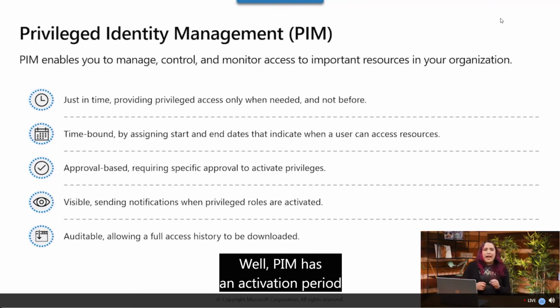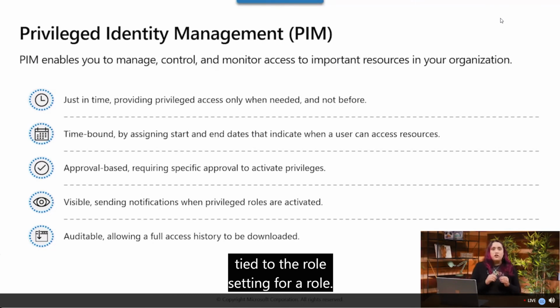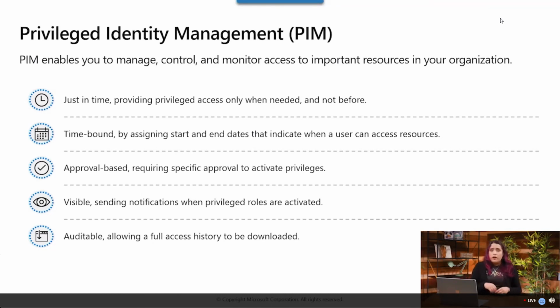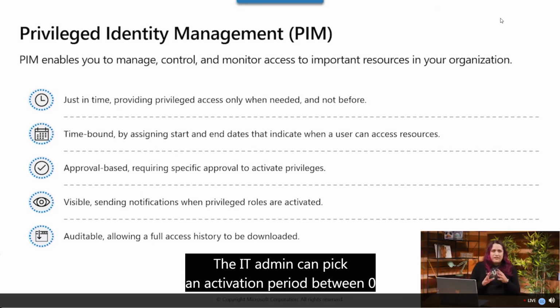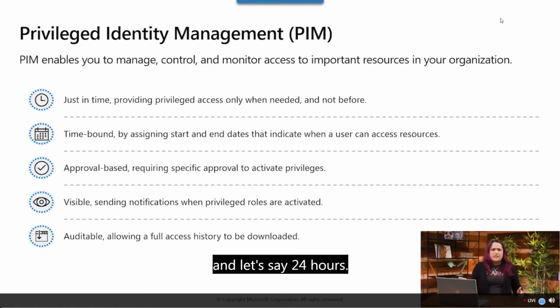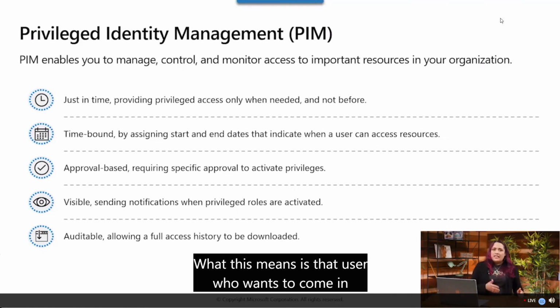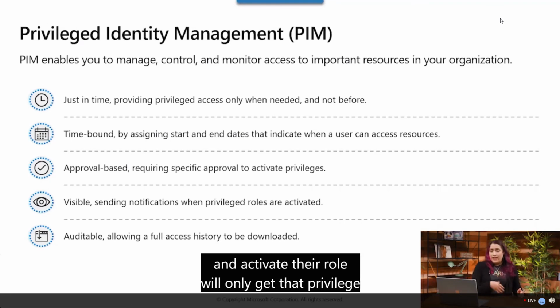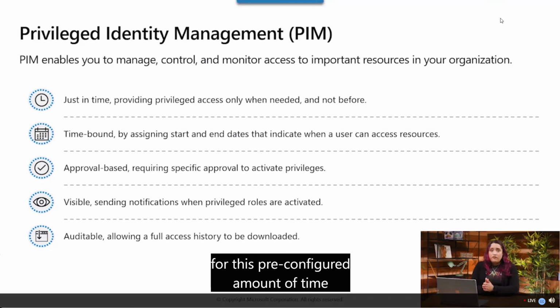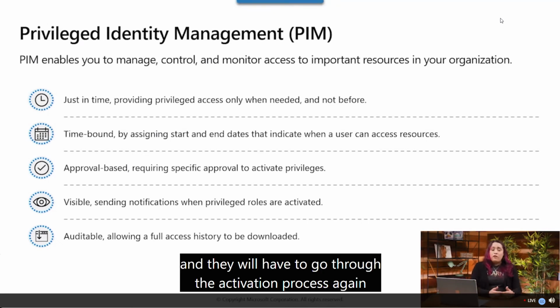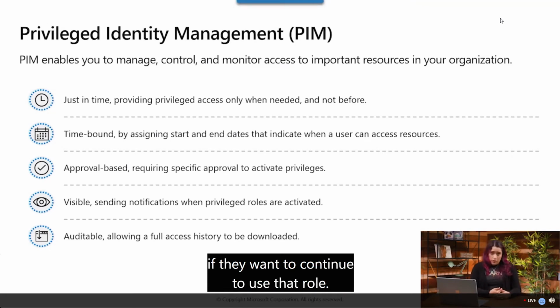Well, PIM has an activation period tied to the role setting for a role. The IT admin can pick an activation period between 0 and, let's say, 24 hours. What this means is that a user who wants to come in and activate their role will only get that privilege for this pre-configured amount of time before that access is revoked. And they will have to go through that activation process again if they want to continue to use that role.